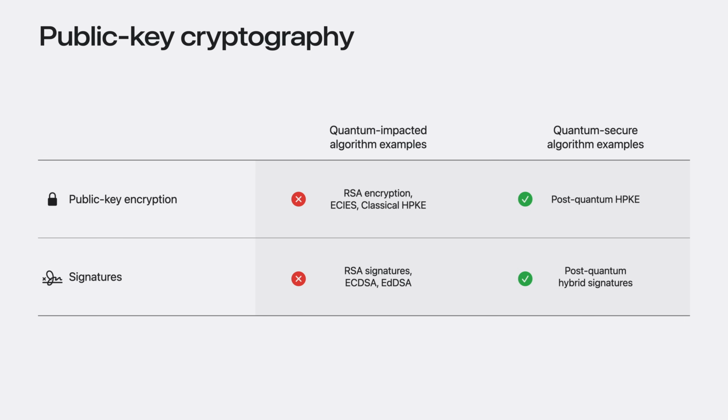Breaking a hybrid construction requires breaking both the post-quantum algorithm and the classical algorithm, so hybrid constructions give the best security assurances and are Apple's recommendation for quantum-secure cryptography.